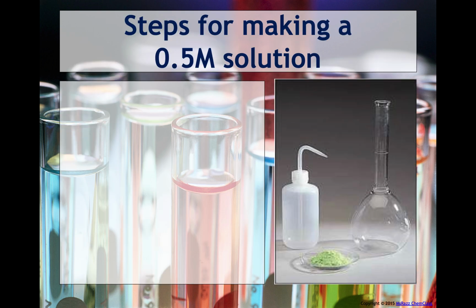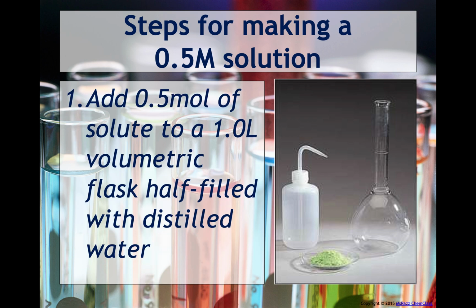So these are the steps for making it. In this case, we're going to make a 0.5 molar solution. Okay, so you can see in the image to the right, we have a flask that we're going to be mixing and making our solution in. That line halfway up the tube of the flask is a liter line for marking off 1 liter. You can see distilled water, and then you can see a green powder there. So the distilled water is going to be our solvent, and that powder is going to be our solute.